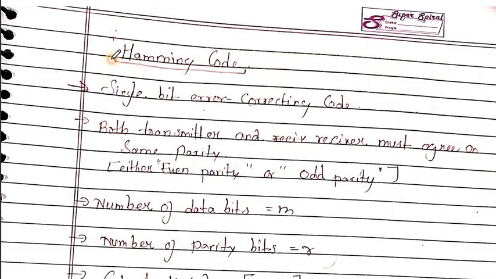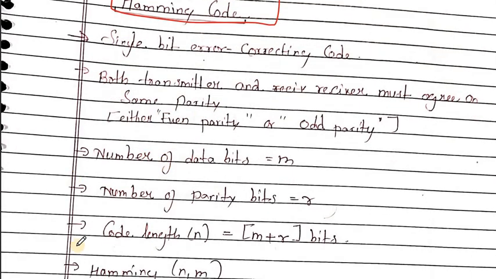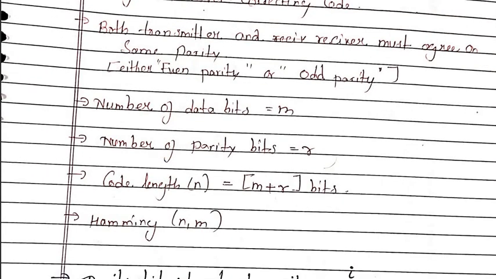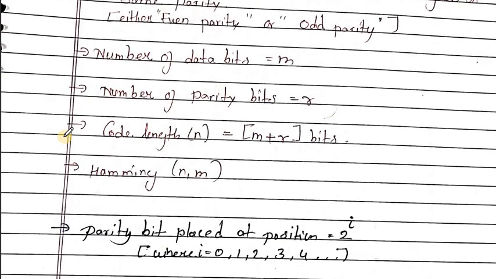Now the Hamming code. This is a single bit error correcting code. 2D parity is also a single bit correcting code, but Hamming code is too. For Hamming code, both transmitter and receiver agree on the same parity protocol. In Hamming code, there are m bits of data and r bits of parity, so the code length will be m plus r.